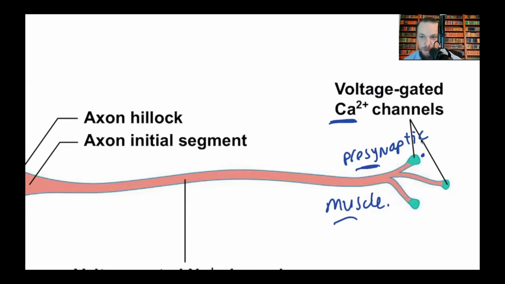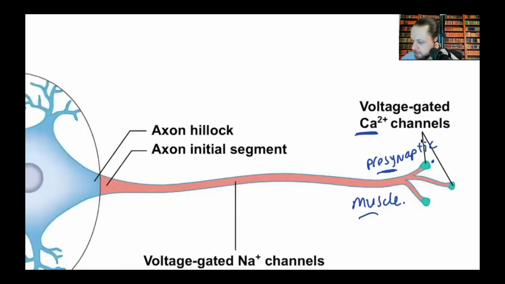So what you want to remember, actions of calcium, right? On the presynaptic cell, calcium triggers release of the neurotransmitter. For the muscle cells, it's acetylcholine. On the muscle site itself, right? Calcium binds to the troponin to move the tropomyosin out of the way. So remember the distinction in terms of calcium here.